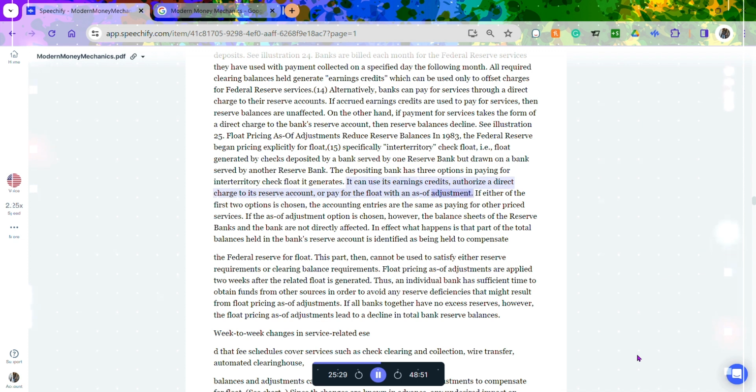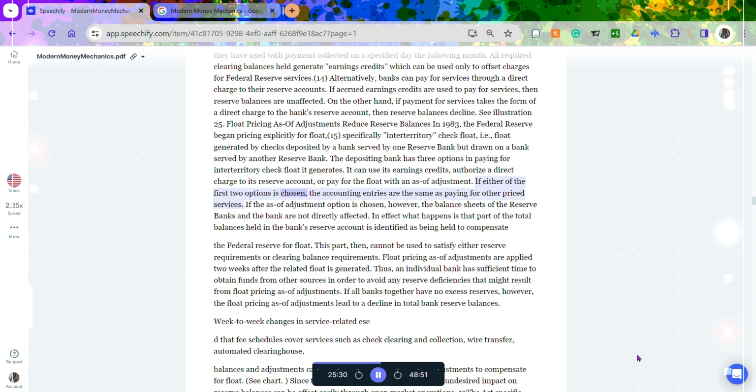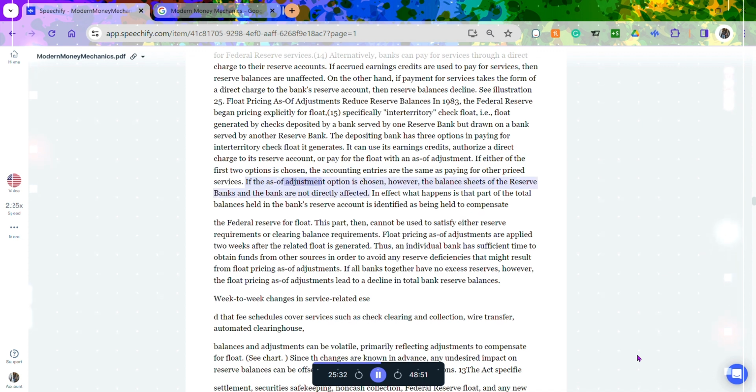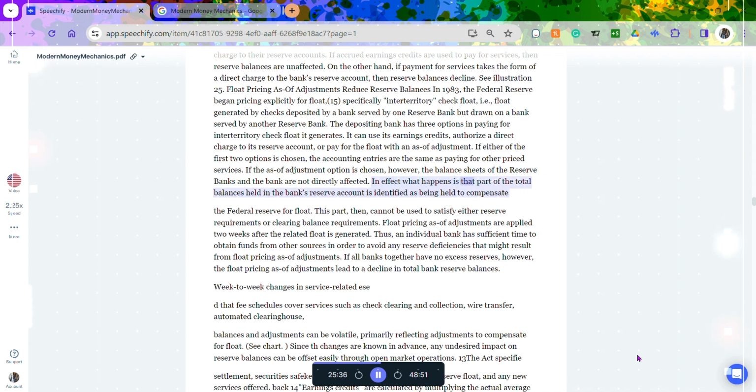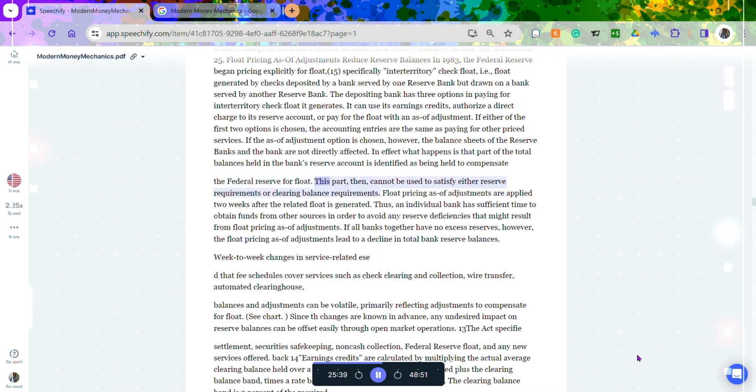If either of the first two options is chosen, the accounting entries are the same as paying for other price services. If the as of adjustment option is chosen, however, the balance sheets of the reserve banks and the bank are not directly affected. In effect, what happens is that part of the total balances held in the bank's reserve account is identified as being held to compensate the Federal Reserve for float. This part, then, cannot be used to satisfy either reserve requirements or clearing balance requirements.